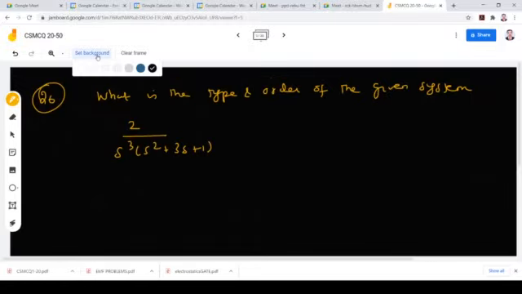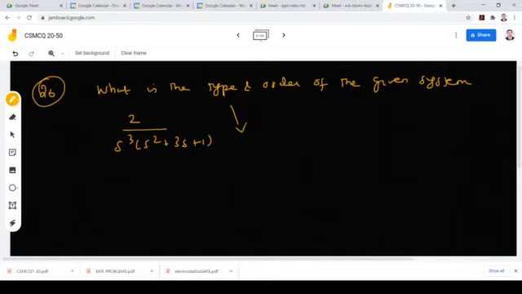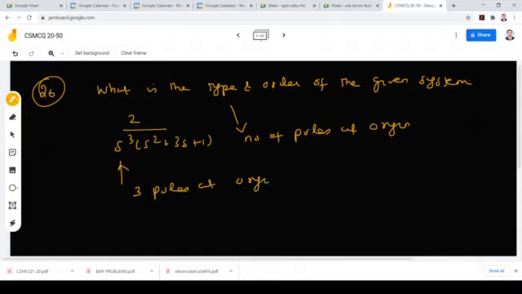Next question is, what is the type and order of the given system? Type means the number of poles at the origin. Here we have s cube, so there are 3 poles at the origin. So this implies type 3. What is the order? Order is the highest power of the denominator. So it is s cube into s squared, s power 5. So order is 5. So it is type 3, order 5.